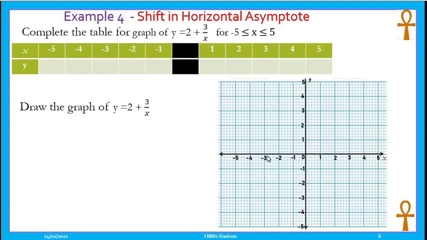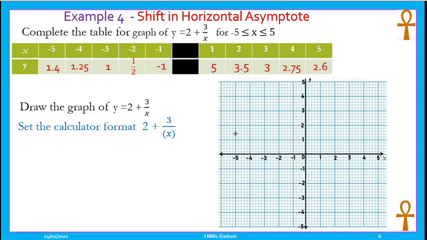Now, let's look at what will cause a shift in the horizontal asymptote. We now have y equals 2 plus 3 over x. Let's work out our values, and let's plot. First one, second one. Okay, something has happened.